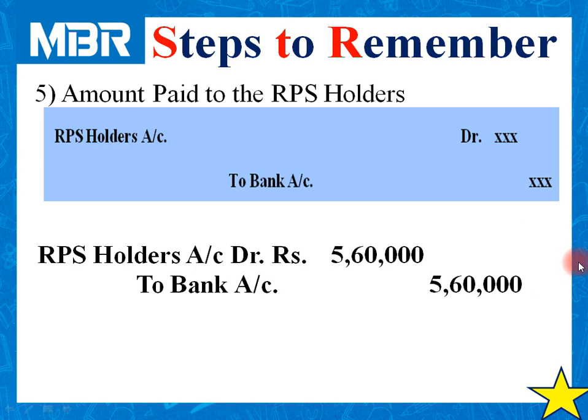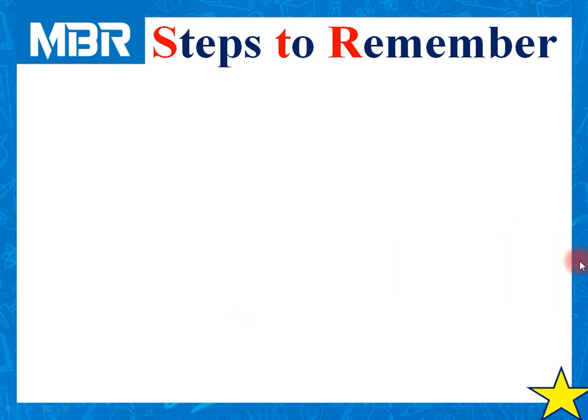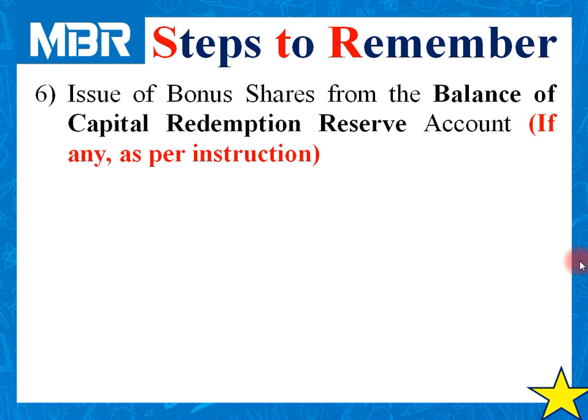So we need 60,000 rupees to adjust RPS redemption premium. We have 45,000 rupees from security premium. So the remaining 15,000 is adjusted against profit and loss account. Let us check the journal entry.